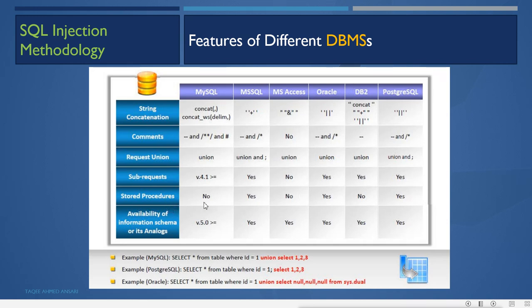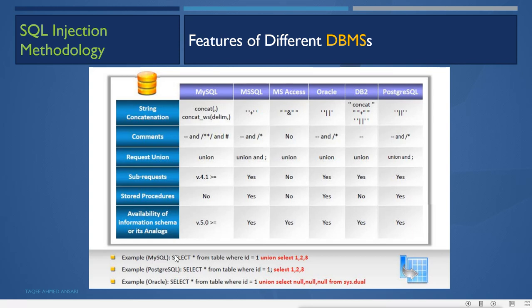Stored procedures in MySQL are not there. In Microsoft SQL they are there. In MS Access they are not there. In Oracle and also in PostgreSQL they are there. Then availability of information schema or its analogs. In MySQL version 5.1 and less than or equal to this version, it is there. And in the rest of the databases also this option is available. In MySQL it is only available in less than or equal to version 5.0.